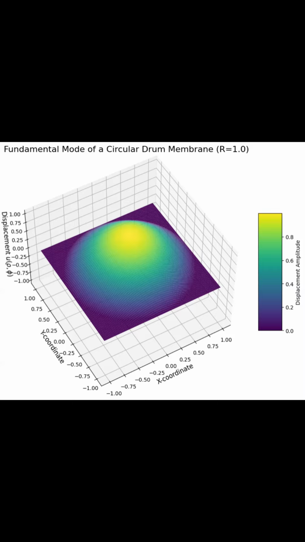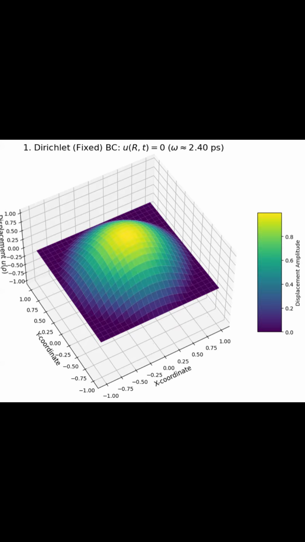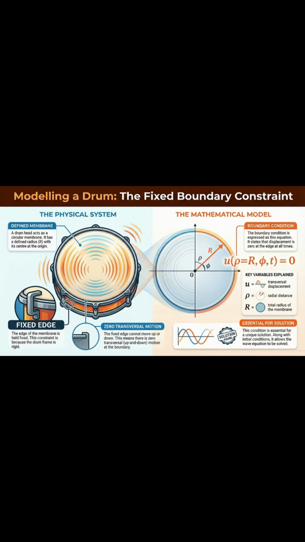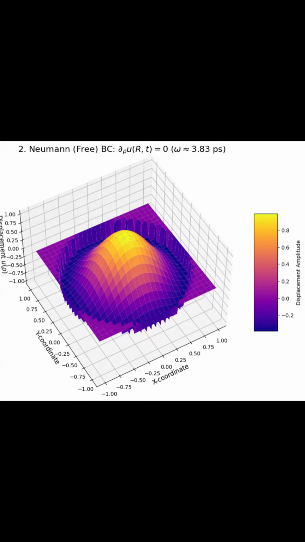First, let's talk about the classic drum. That operates under what's called the Dirichlet condition. So what does that mean? Well, it just means the edge is held totally rigid by a frame. The movement right at the boundary is always zero. And this constraint gives you that classic drum shape with the most movement in the center. But crucially, it results in a lower, deeper, fundamental frequency.